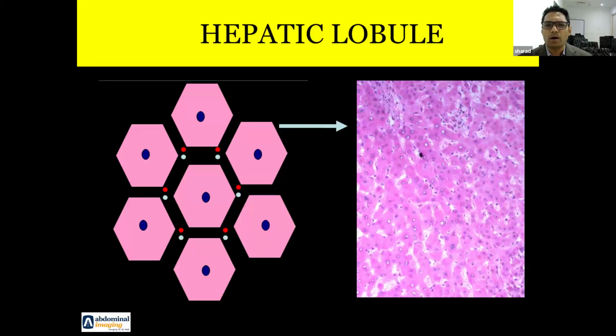So let me show you how a hepatic lobule is. A hepatic lobule is hexagonal in shape, which has a central vein, and you have multiple hepatocytes within it radiating out from the central vein. And these are the portal triads where you have bile ducts, artery, other structures. And these are our hepatocytes. They are linearly arranged in plates.